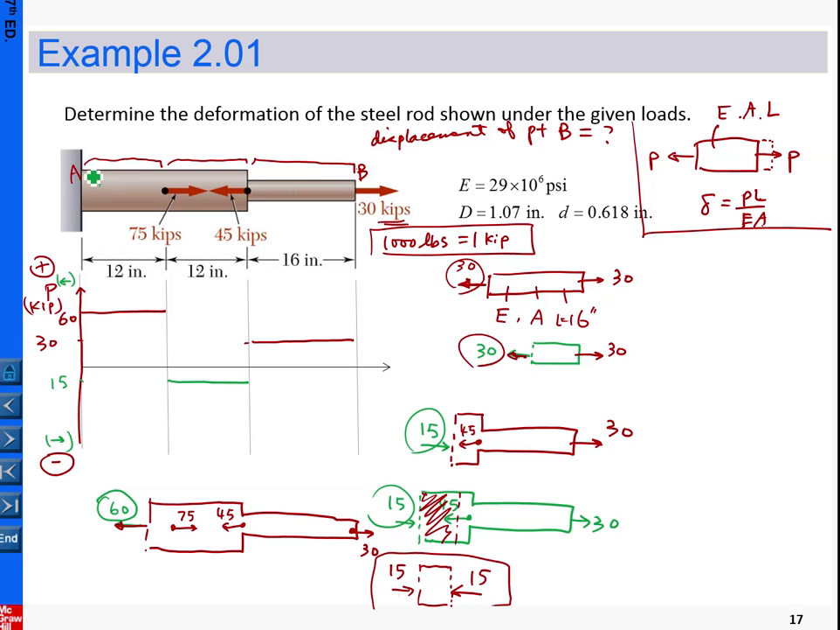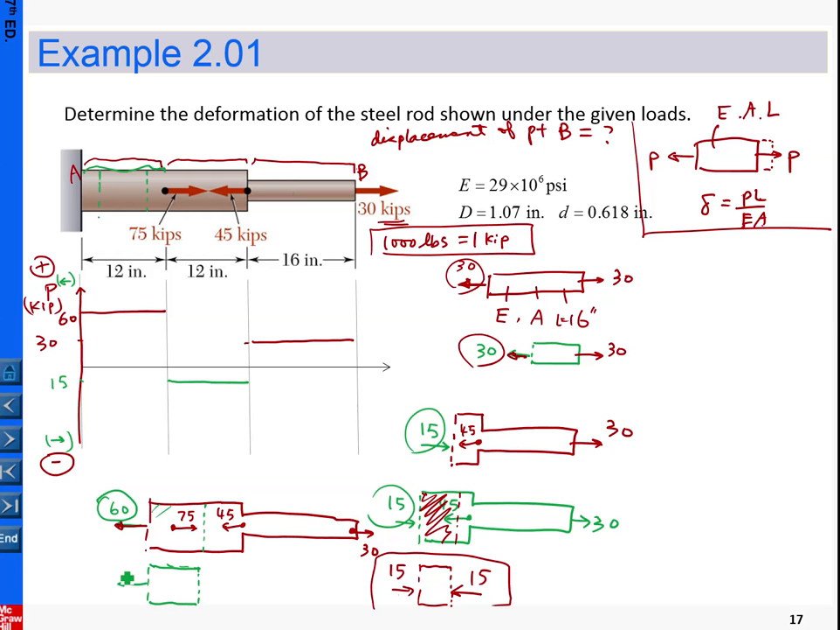In this segment, and that is where here. Okay, so let me pick this one. So in this segment, anywhere, that is the free body diagram. So let me pick this cross section here, and to expose this section here.